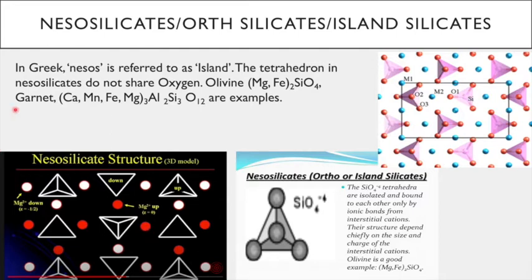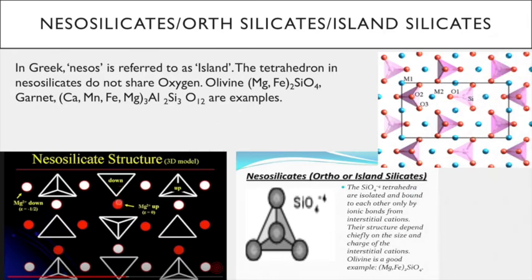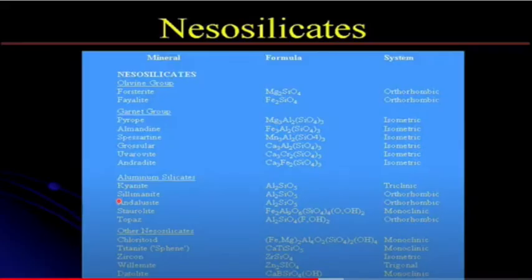Okay, so in Greek, nesos is referred to as island. The tetrahedra in nesosilicates do not share oxygen. Olivine, which is magnesium iron silicate, and garnet, which is calcium, manganese, iron, magnesium, aluminium silicate, are the most common examples of nesosilicates. So let's move to the next slide. Here you can see in this table the common mineral groups which belong to nesosilicates, which were previously known as orthosilicates as well.